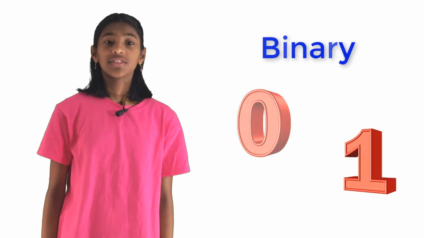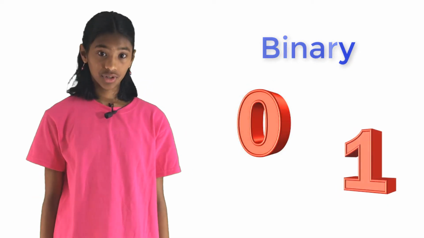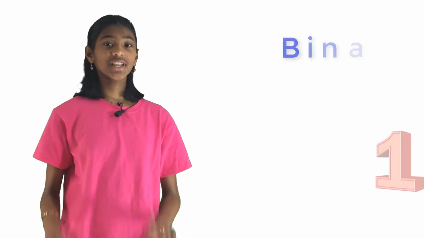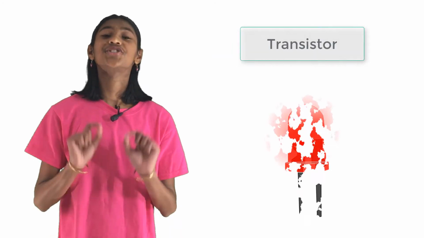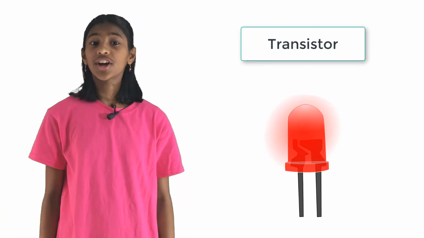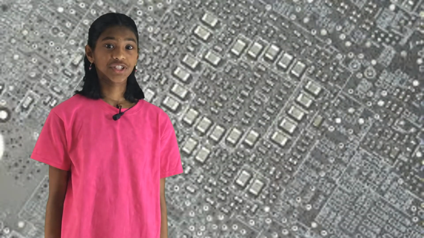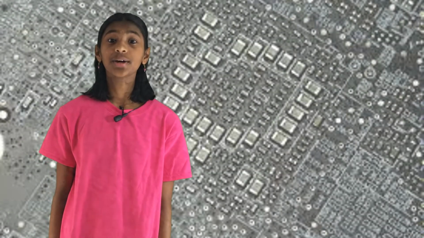As I said in the beginning, a computer understands and stores information in binary, which is zeros and ones. There is something inside a computer that holds these zeros and ones. The thing that holds the zeros and ones is called a transistor. There are billions of such transistors inside a computer.